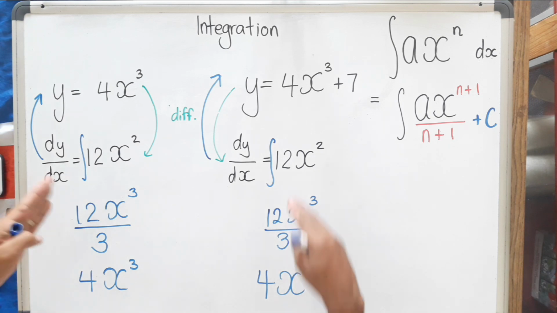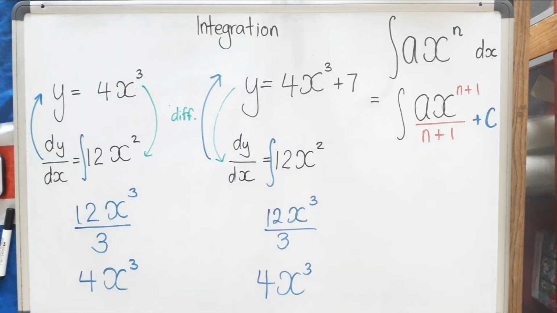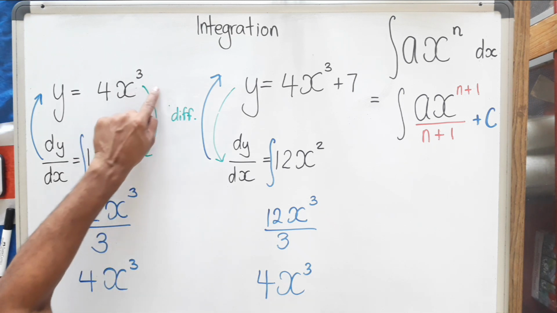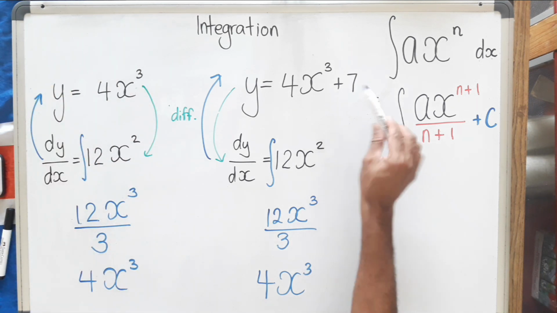You realize that when you integrate, if there's a missing number here, there's no way to figure out that number given the information that we currently have. So when you integrate, there could be a missing number here. Over here, there's no missing number. Well, the missing number is 0. And over here, the missing number is 7.